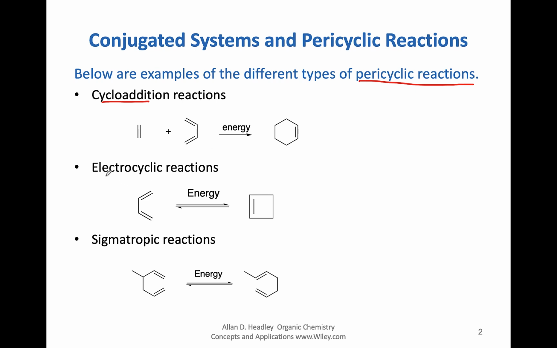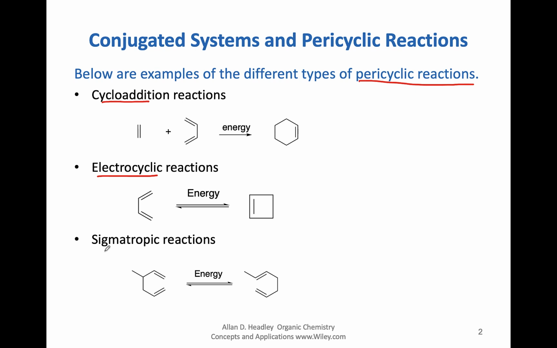The next type of pericyclic reaction is the electrocyclic reaction. As we'll see in this lecture, it's basically a conjugated polyene in the presence of energy. We'll discuss the type of energy needed. It will give us a cyclic structure. So in essence, we're making a bond right here, and here's the bond.